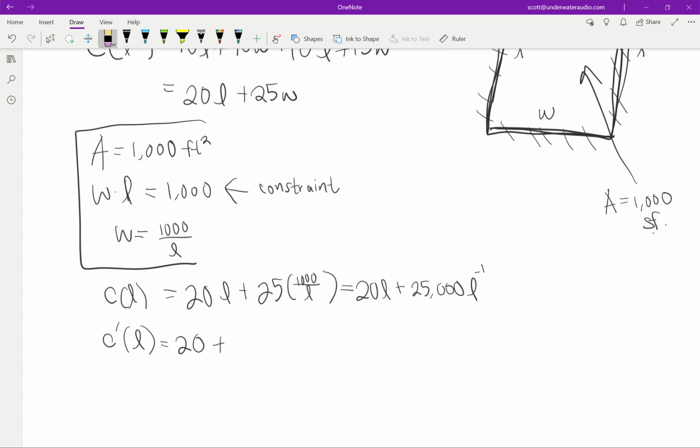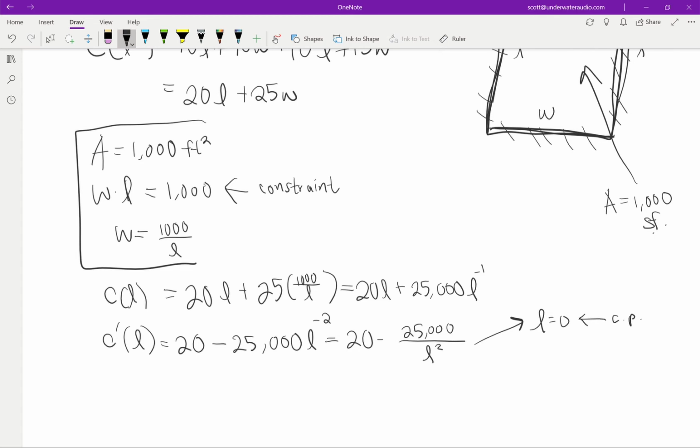The derivative would be 20 minus 25,000 L to the negative 2 power, or 20 minus 25,000 over L squared. So this is my derivative. To find the critical points, I look to see where I can't take a derivative, and one place is L equals 0, right? I can't divide by 0. So L equals 0 is one critical point.